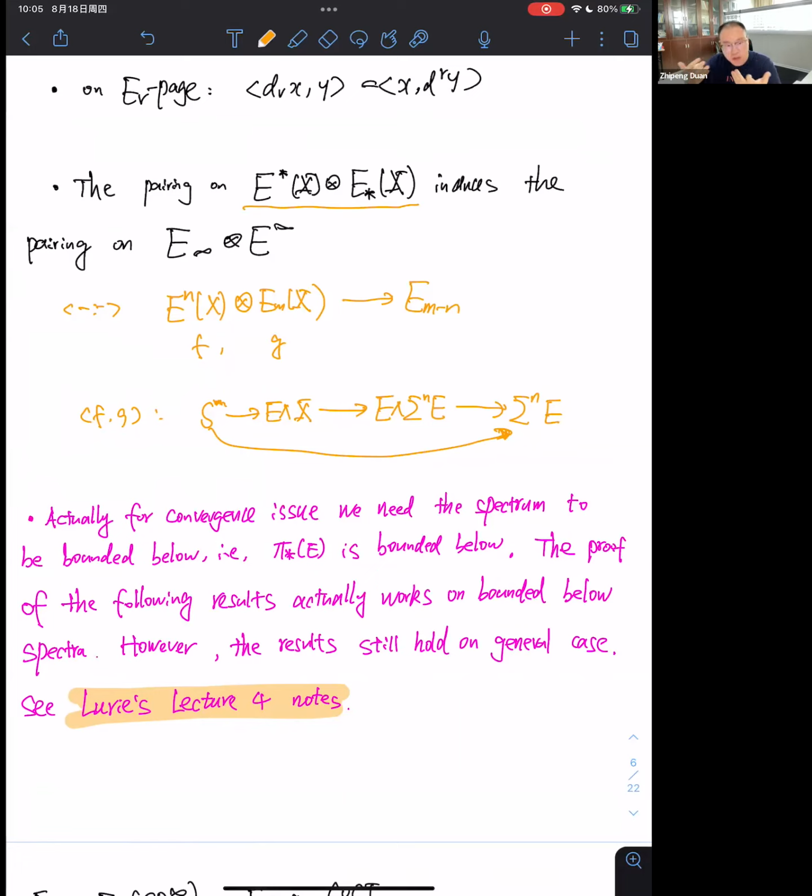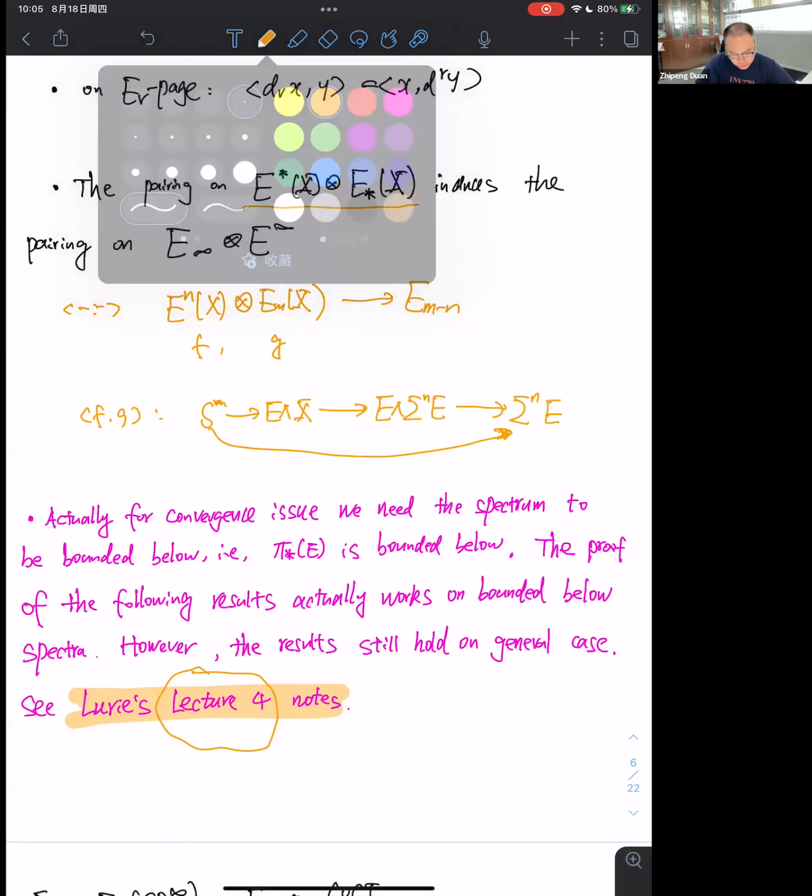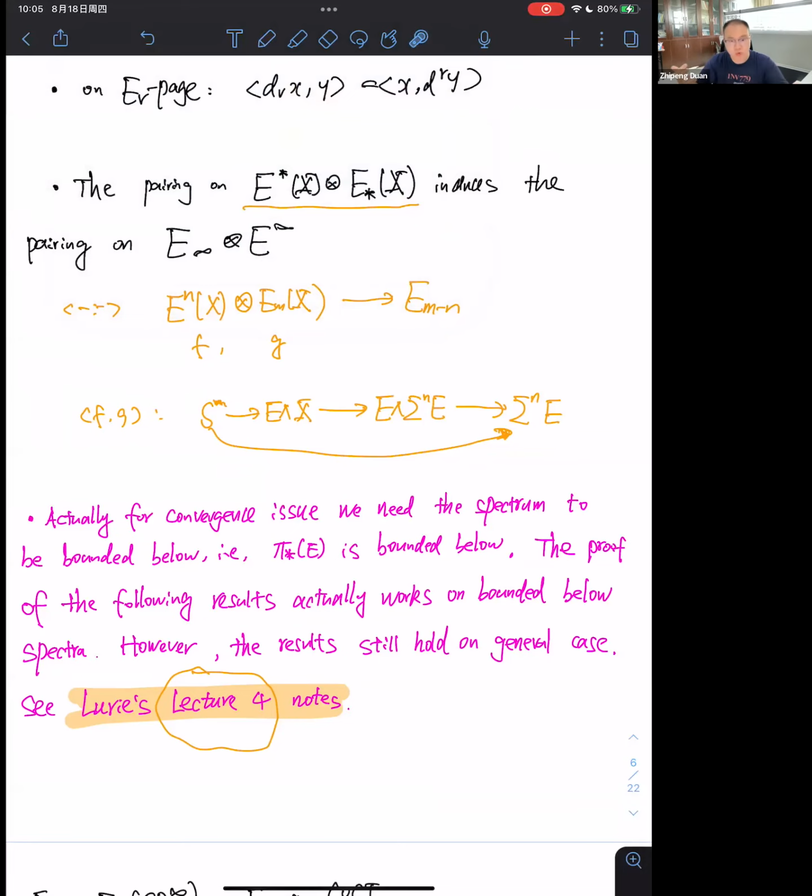Rory, in his lecture notes, lecture 4, used a technical trick to get rid of the assumption about being bounded below. So for our purpose, this assumption is actually unnecessary. If you are interested, you are recommended to read Rory's notes.